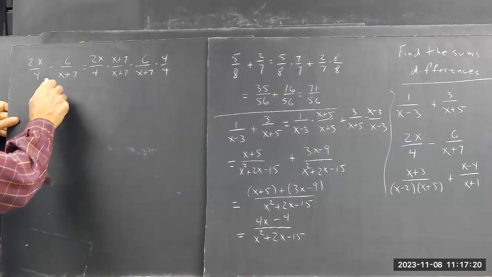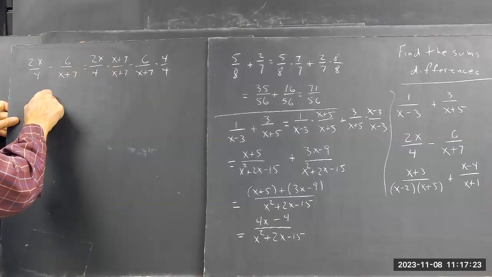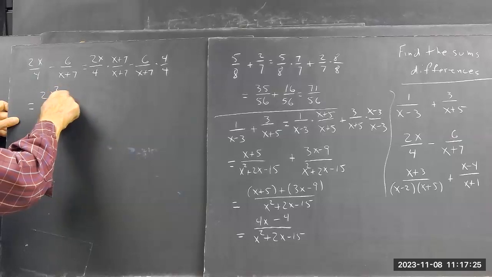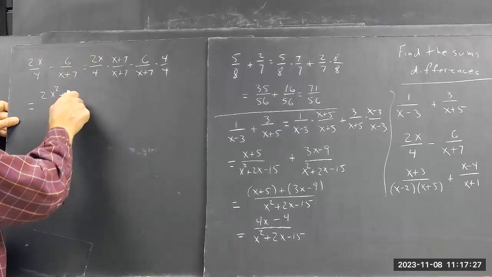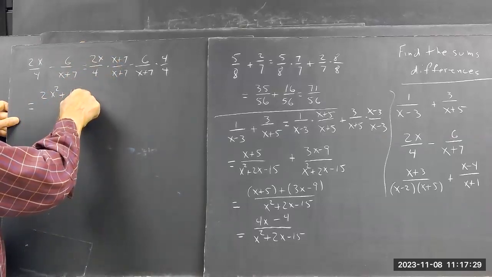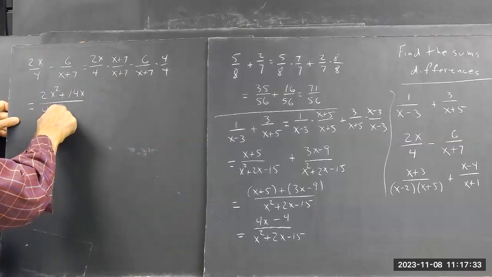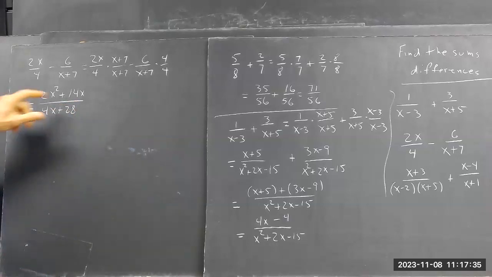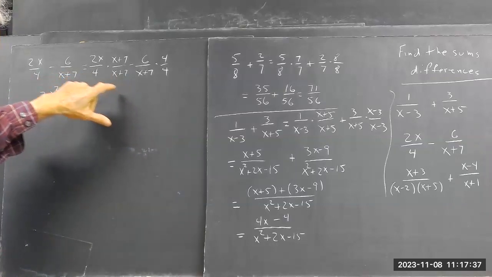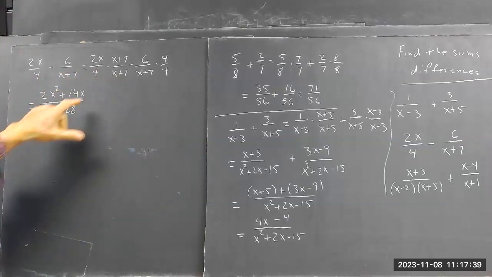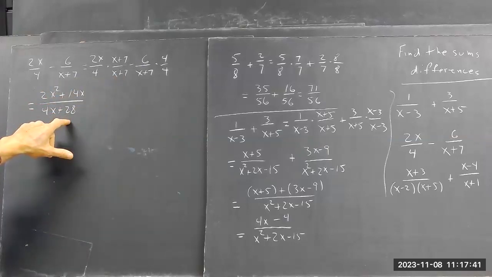So we can now multiply this out. Multiply 2x by x plus 7, we get 2x squared plus 14x. And that's over 4x plus 28, because when we multiply 4 by x plus 7, 4 times x gives us 4x, and 4 times 7 gives us 28.